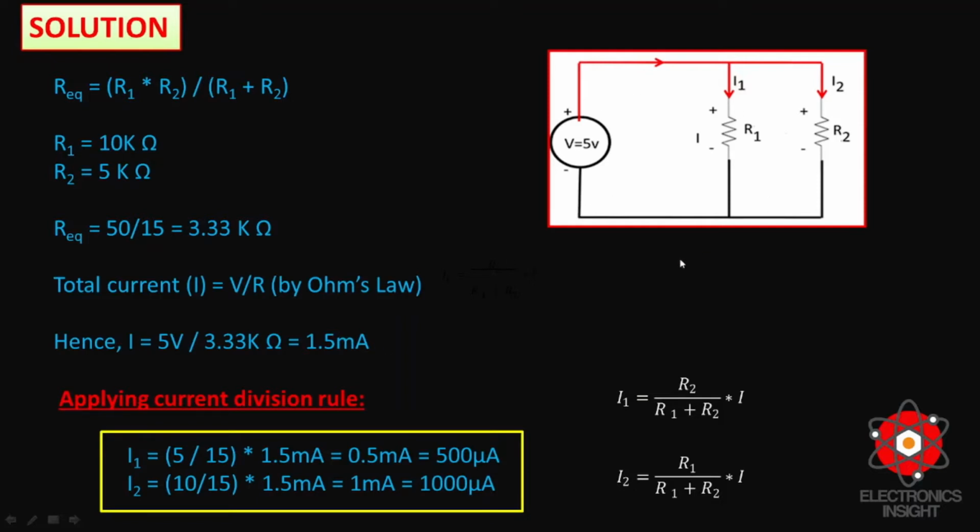Now, once we know the total current in the circuit, we can find the current across each resistor. Since this is a parallel circuit, voltage remains constant and the current divides. Whenever we have parallel resistance, our current divides. So the formula for the current division rule is: if you're going to measure the current across R1, we need to consider the opposite branch resistance. Here the opposite branch resistance is R2, divided by the total resistance R1 plus R2.